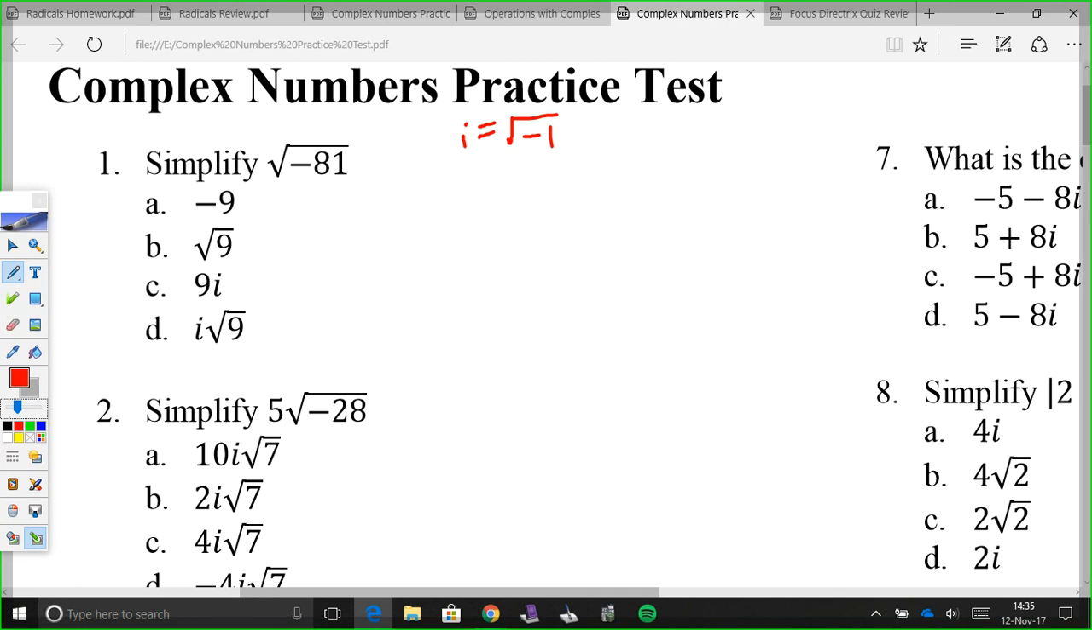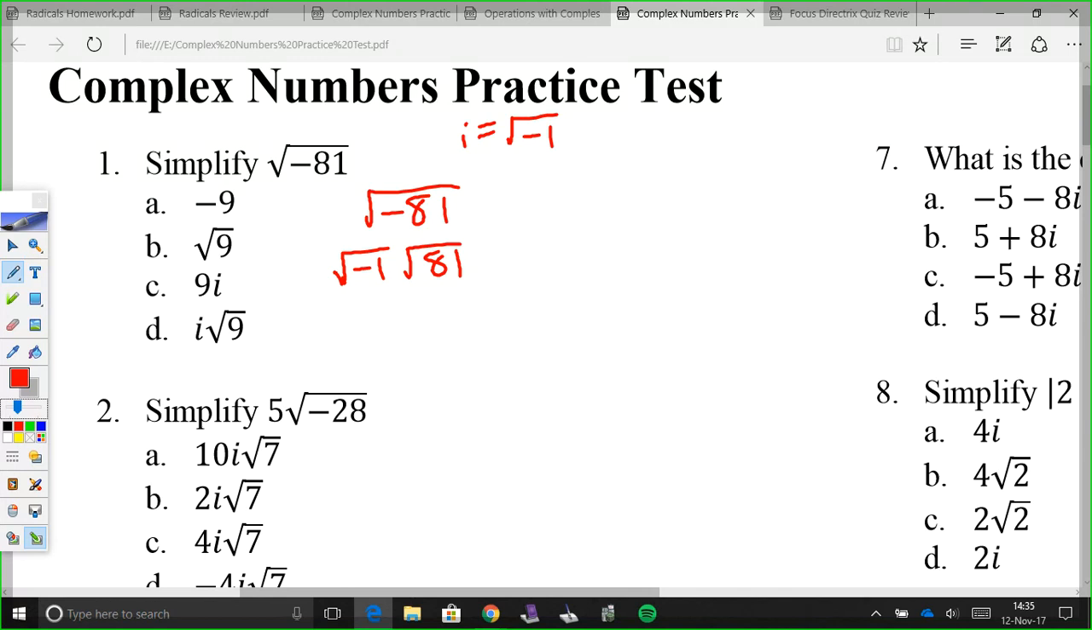Okay? That's what i is. Now technically, remember, the square root of negative 1 is not possible. It's not a real number because I can't take the square root of a negative. So again, that's why we call it imaginary. But we're going to call i the square root of negative 1. So what we're going to do here, the first one, is separate the square root of negative 1. Separate the negative from the number. Okay, so it's a negative 81, but I'm separating the negative from the actual 81.